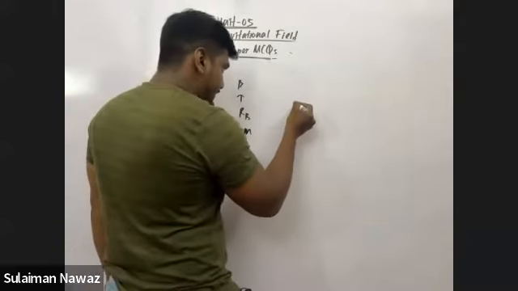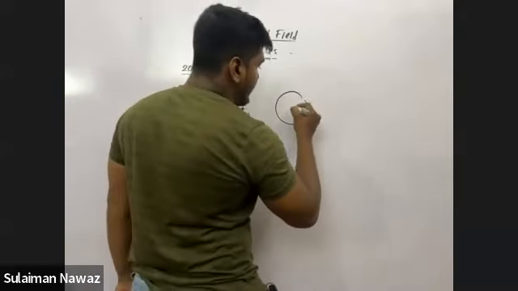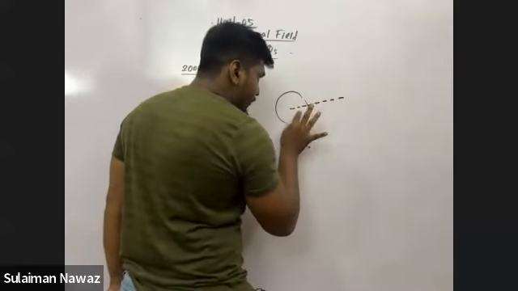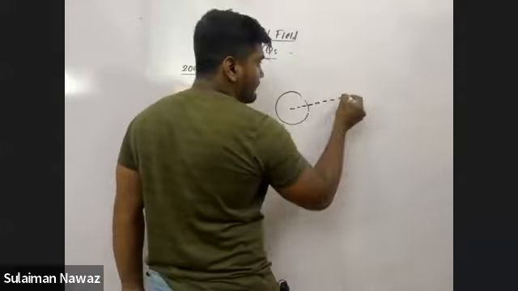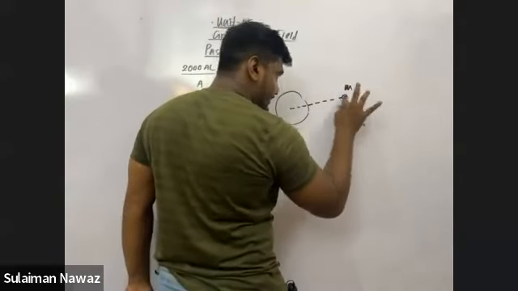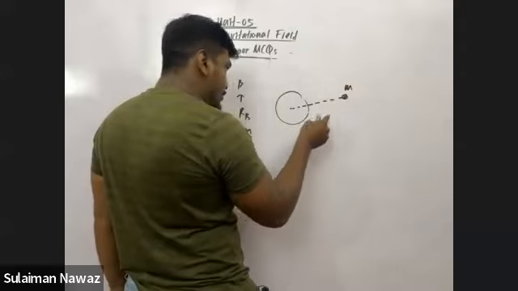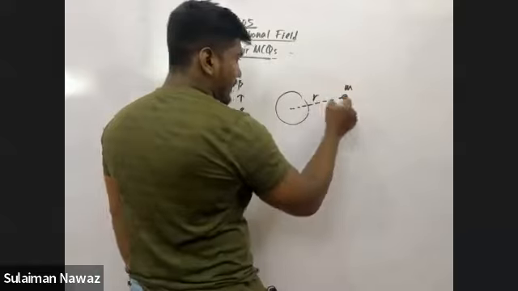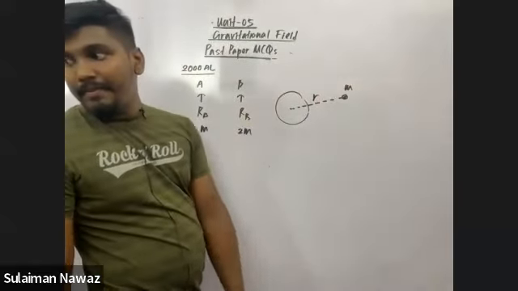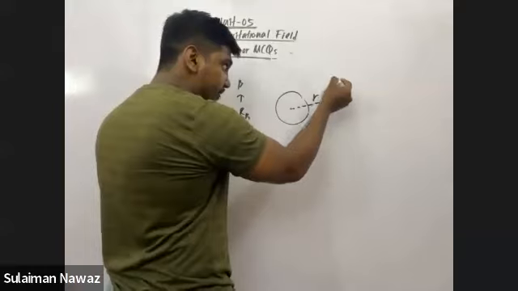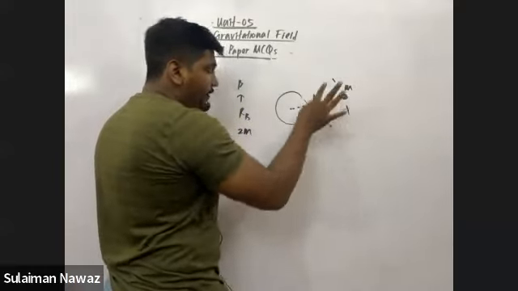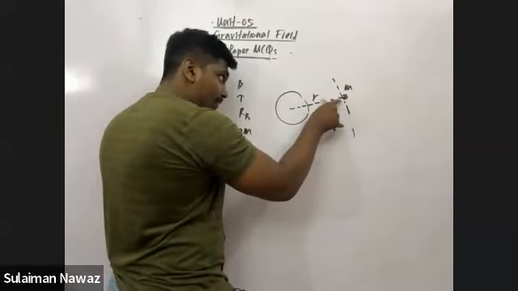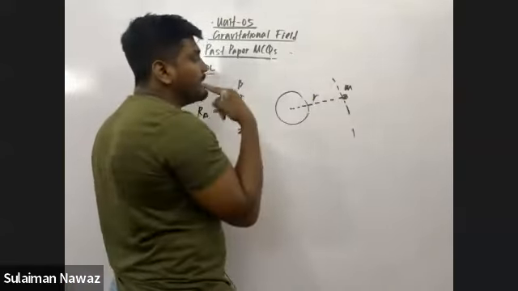So geostationary satellite means, if this is our Earth, we'll consider one general geostationary satellite. This is my geostationary satellite. Let's say the distance to the geostationary satellite from the Earth is small r. That means the orbital radius of the satellite is small r. So what we do usually, now this geostationary satellite is moving in a circular motion.